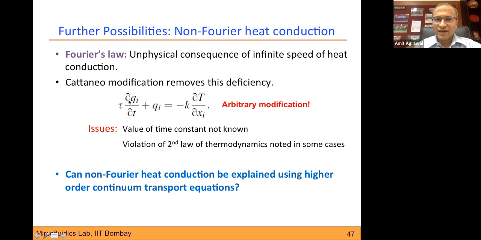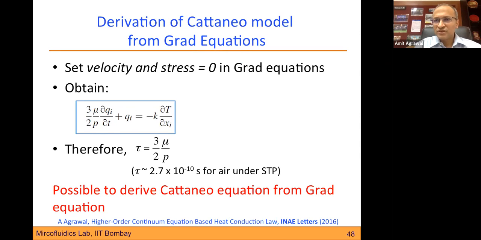And to describe this lag, the Cattaneo model was proposed. Now, this is a very well-known model, but it is a very arbitrary extension. There is no justification for this model. But now what you can see is very simple. If you start off with the Grad equations, and this is something that we could show in a very simple argument, you will see that this is the type of model that will come out, which is exactly the same as the Cattaneo model.